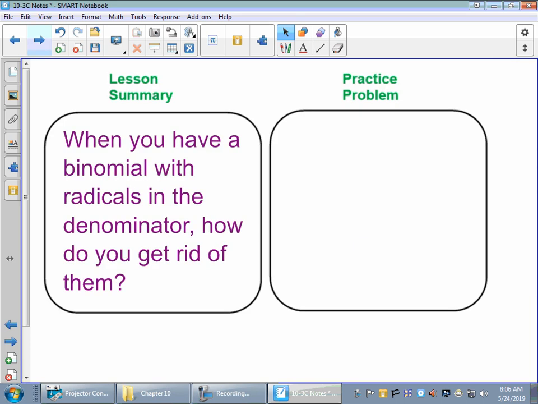And then here's our lesson summary. When you have a binomial with radicals in the denominator, how do you get rid of them? So just a simple answer based on what we did today. And then we want you to simplify this one, 3 over 2 plus the square root of 2.